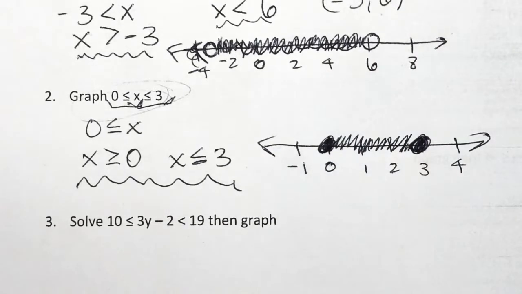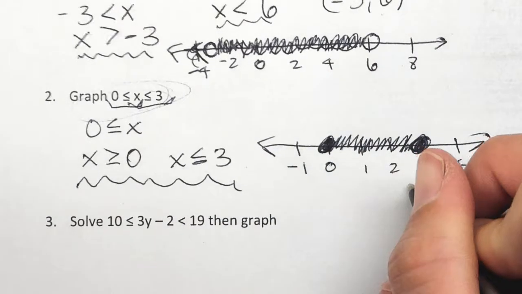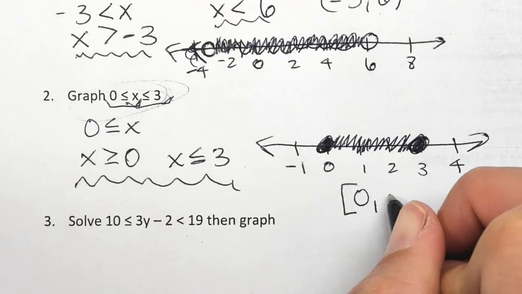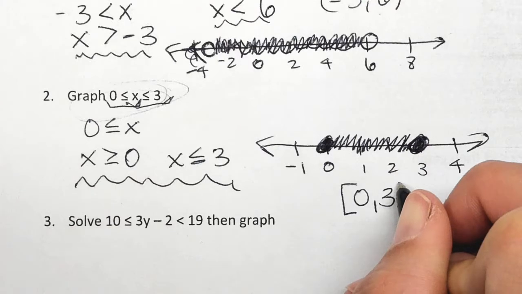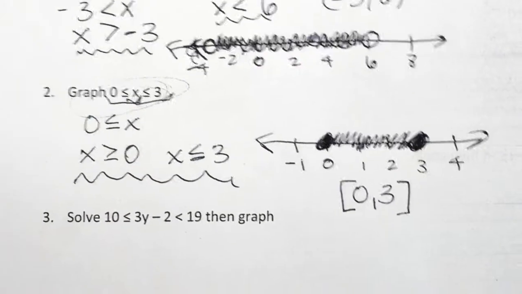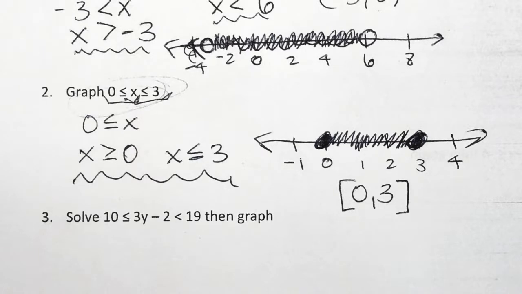Alright, and now tell me how to write it in interval notation. Bracket or parentheses? Very good. And why does it have a bracket? Because it's greater than or equal to, less than or equal to. And because of the closed circle. Good. Questions about that one?